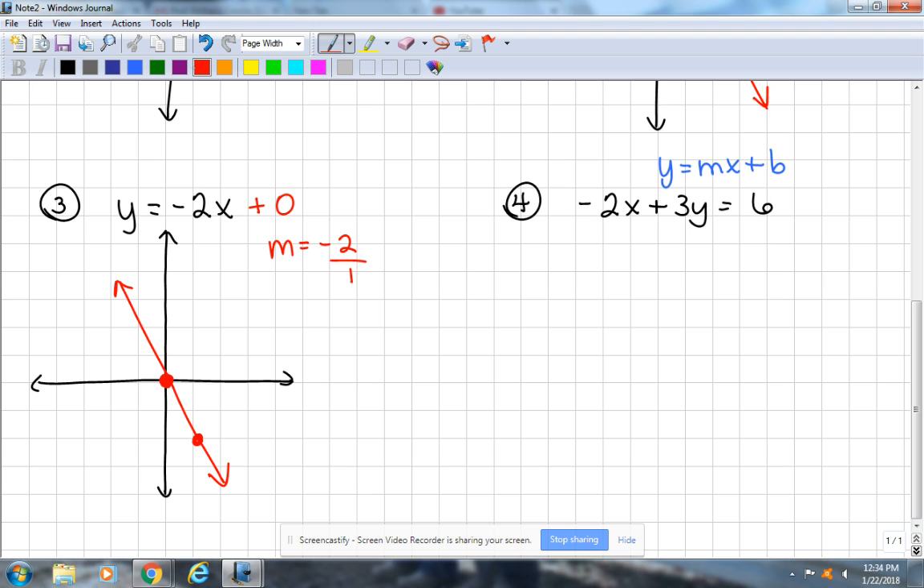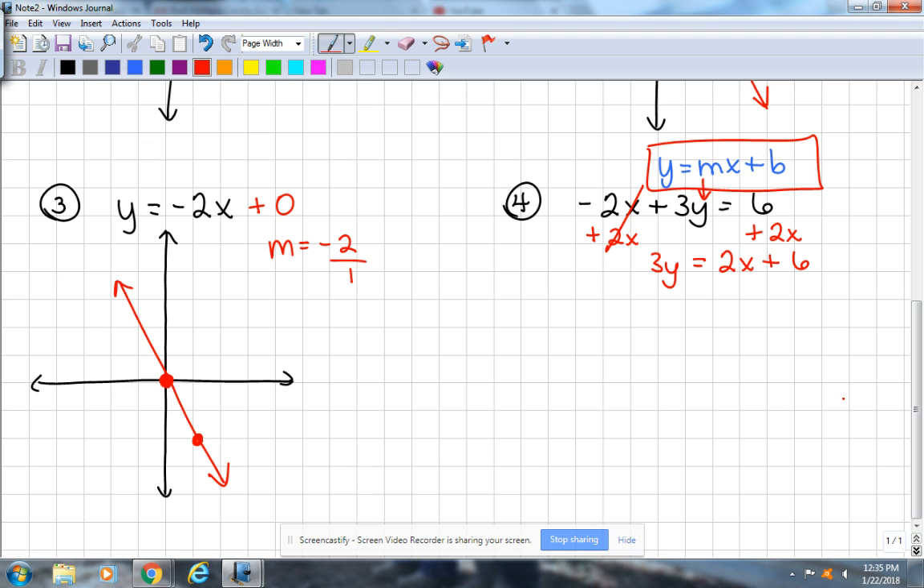So the first thing we're going to do is add the 2x to both sides, because we want to get this y variable by itself. We're going to add 2x to both sides. Those cancel. So I have 3y equals, and I want to make sure that I write it so that the x comes first, because in the equation y equals mx plus b, the term with the x comes before the one that doesn't have an x. So we're going to write 2x plus 6 because they're all positive.